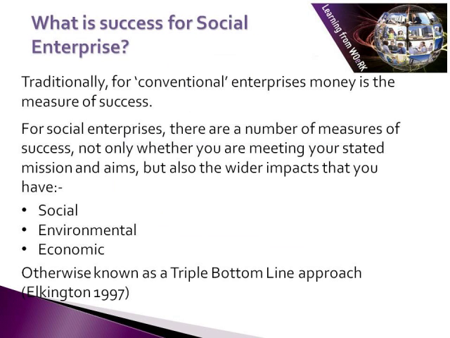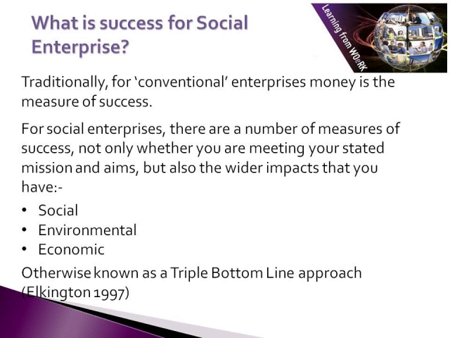So what is success for social enterprise? Traditionally, for conventional enterprise, money is the measure of success. For social enterprises, there are a number of measures of success, not only whether you are meeting your stated mission and aims, but also the wider impacts you have. These might be social, environmental, or economic. This is otherwise known as the triple bottom line approach. Sometimes it's known as measuring against people, profit, and planet.